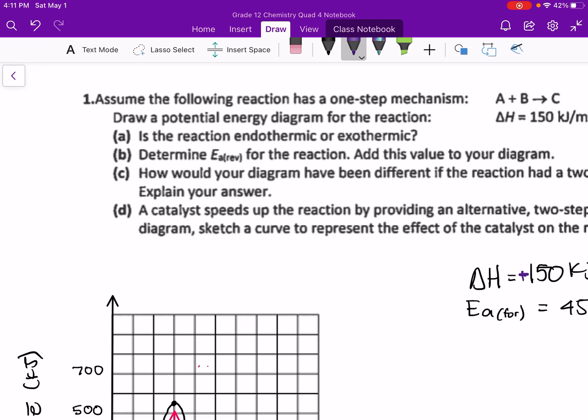This question is asking, is this endothermic or exothermic? Because I have that positive value for delta H, I know that this is endothermic.